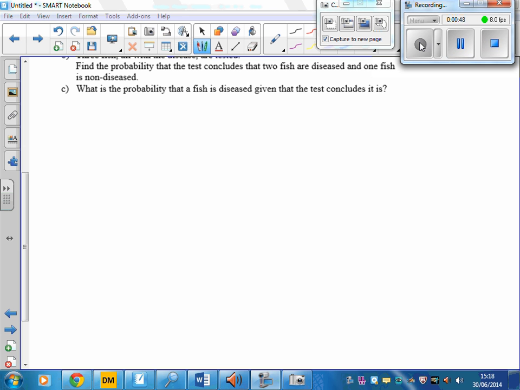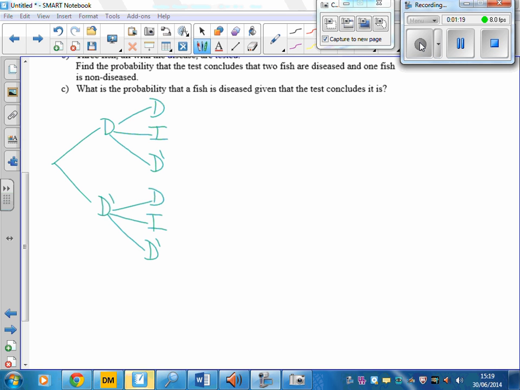We're now going to put this information into a tree diagram. A fish could either be diseased or non-diseased. When the fish is tested, the test could say it was diseased, inconclusive, or not diseased. If a fish didn't have the disease, the test again could say it did have the disease, it could be inconclusive, or it could say the fish was not diseased.